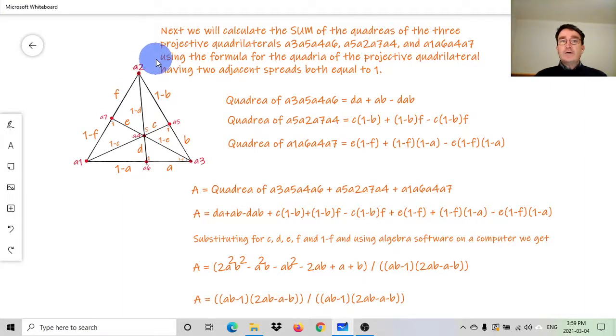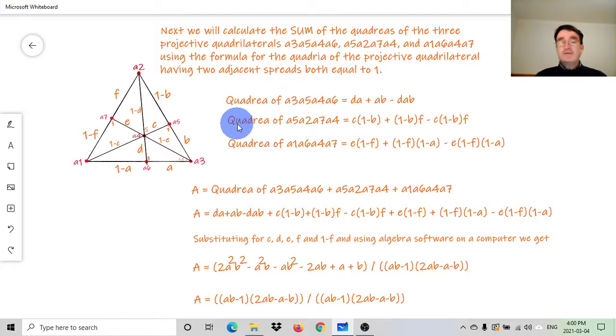So we're going to sum those 3 up using the formula for the quadria of a projective quadrilateral having 2 adjacent spreads both equal to 1. And I covered that in the last video. So the spread here is 1. The spread here is 1. So we can use the formula for that special case, it's going to be d times A plus A times B minus d times A times B. So that's the quadria of the quadrilateral A3, A5, A4, A6.